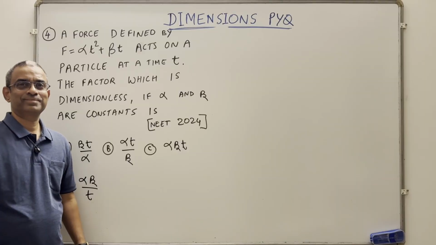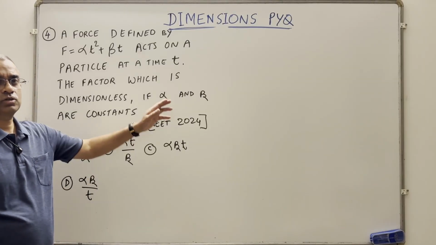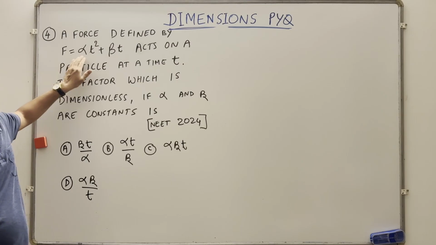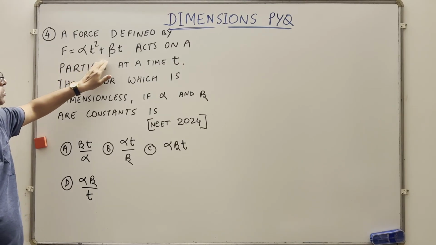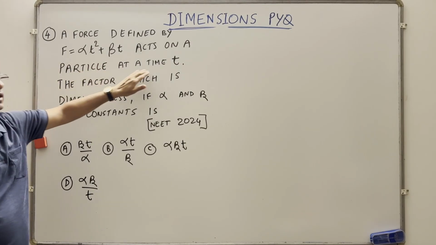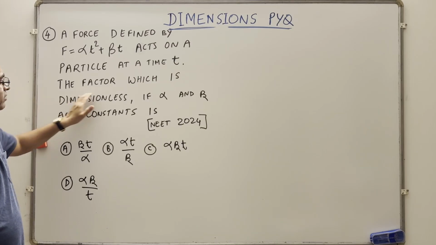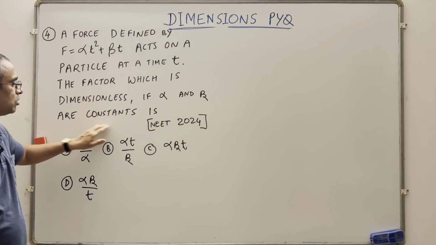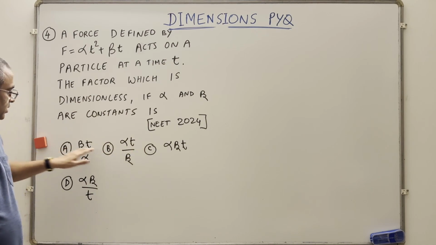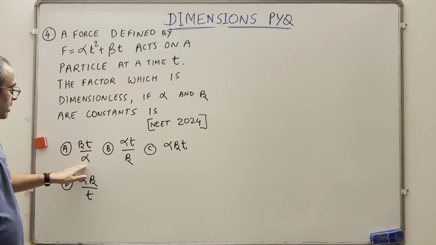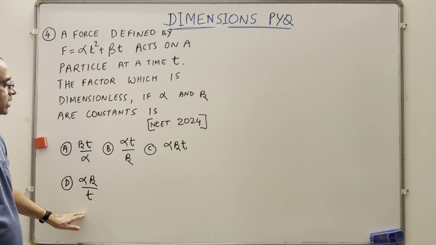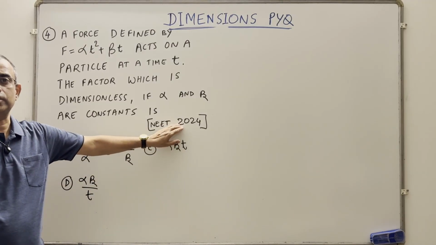Okay. Hello students. Let us look at this PYQ. A force defined by F is equal to alpha t squared plus beta t acts on a particle at a time t. The factor which is dimensionless if alpha and beta are constants. These are the options: beta t by alpha, alpha t by beta, alpha into beta t, alpha beta by t. This was asked in NEET 2024.